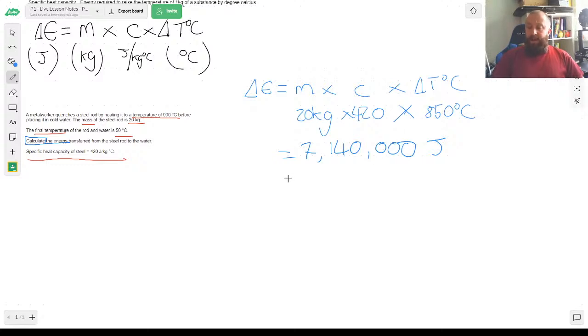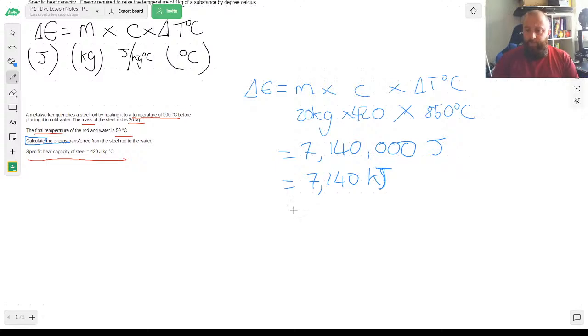So if I divided that by 1,000, that would give me 7,140 kilojoules. Or the question could ask me to put it in standard form. Remember I said we've got to get good at standard form, so that could be something else it asks me to do, in which case we'll be looking at 7.14 times 10 to the power of 6.